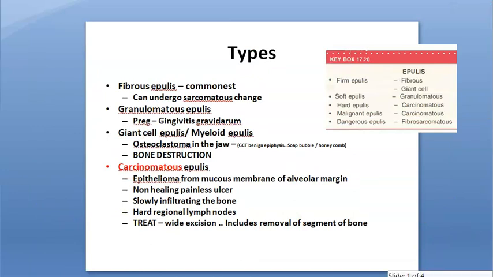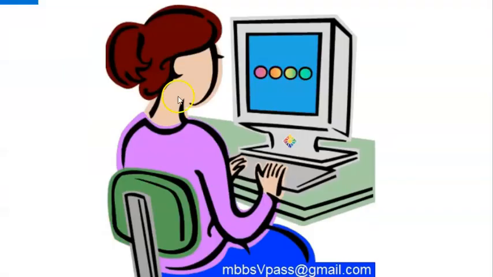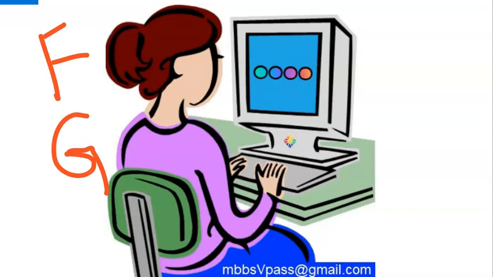Okay, so in this video you have looked at epulis. Can you say the 4 types of epulis? Yes, very good. Come on, start. We have the fibrous, which is very common, very good. Then you have granulomatous, very good. Then you have the last one, carcinomatous. In between we had the giant cell epulis, which has the giant cell tumor. Very good, people.